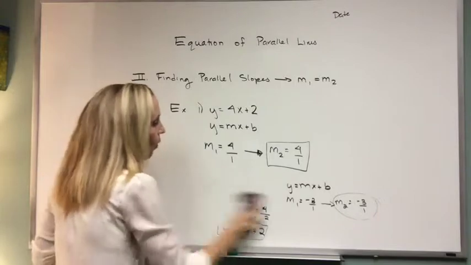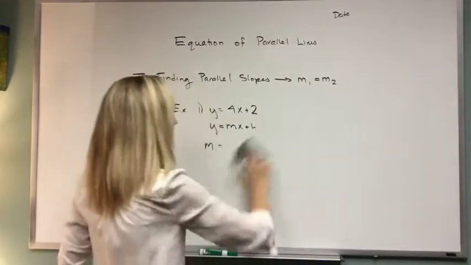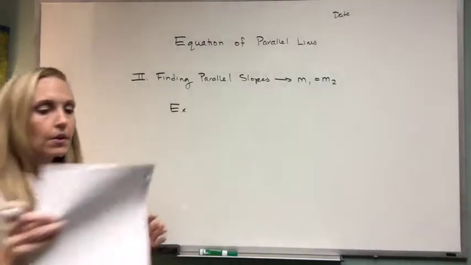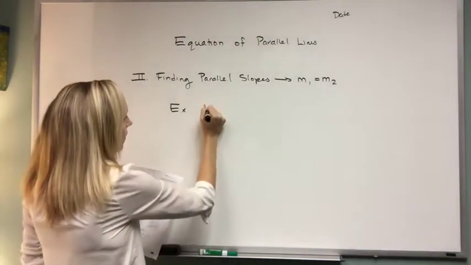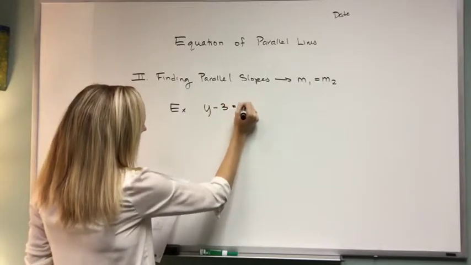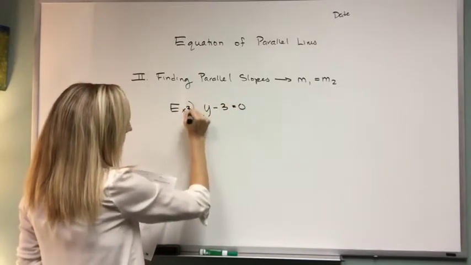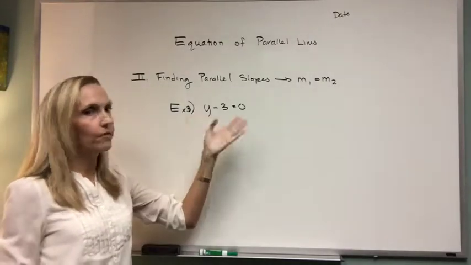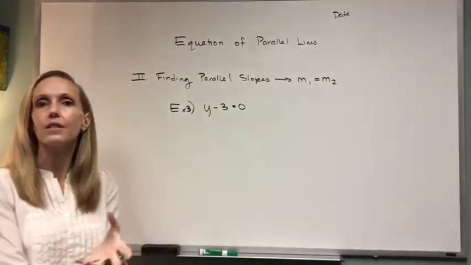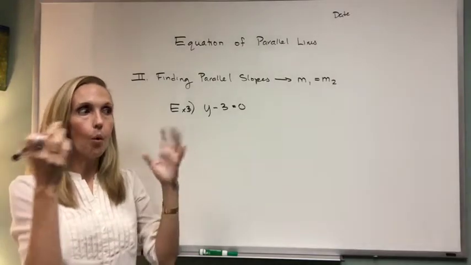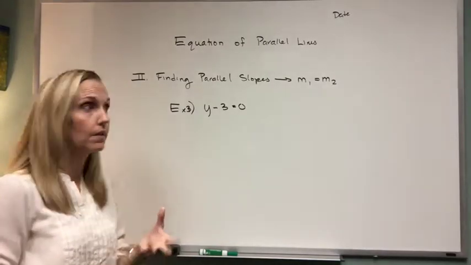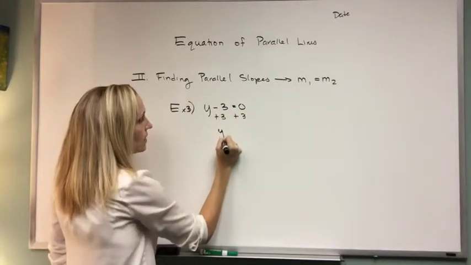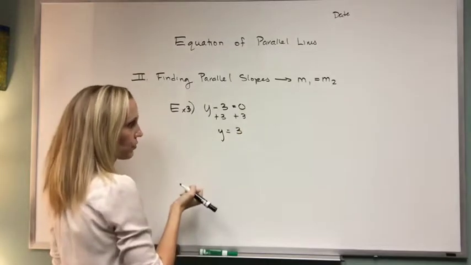Okay, what if we have this? And this is where things kind of get a little ugly. So example number 3. Notice that this only has one variable. We're into one of our special cases, where we have either a horizontal line or a vertical line. I'm going to solve for whatever variable I'm given. In this case, it's y, so I get y equals 3.